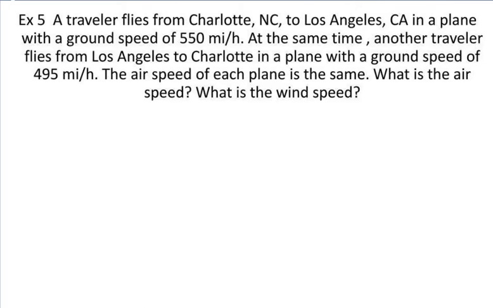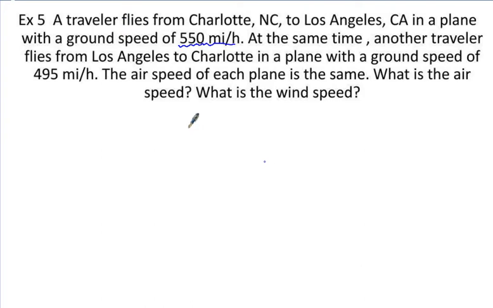So as we take a look at this, it starts off talking about a traveler who is flying from Charlotte to Los Angeles. That would be a long flight. So, we've got a ground speed of 550 miles per hour.